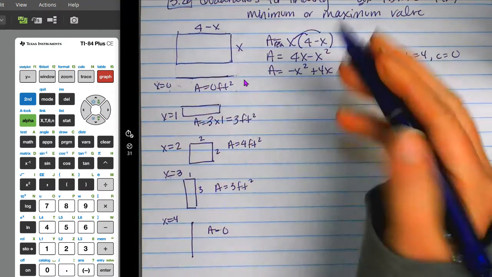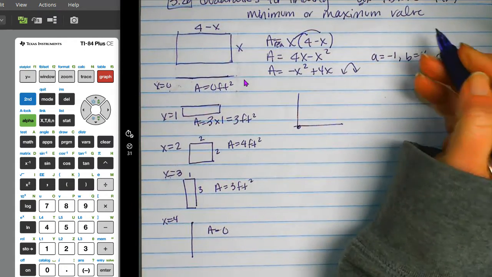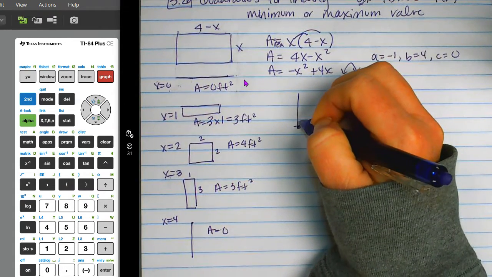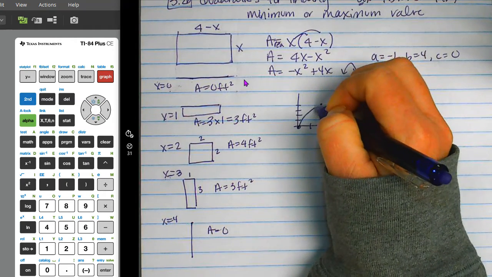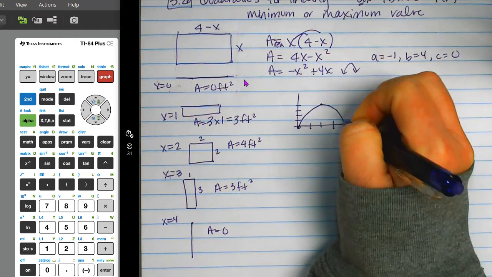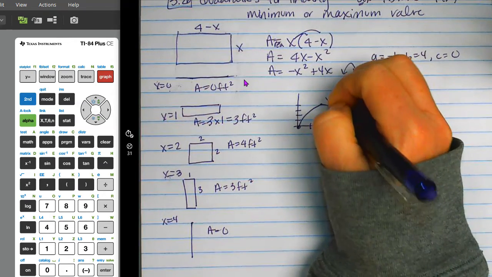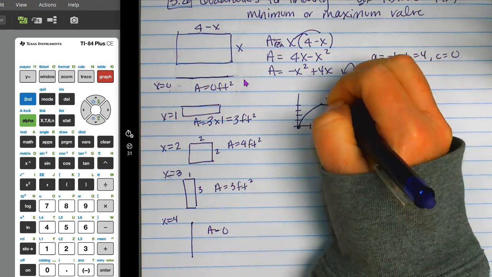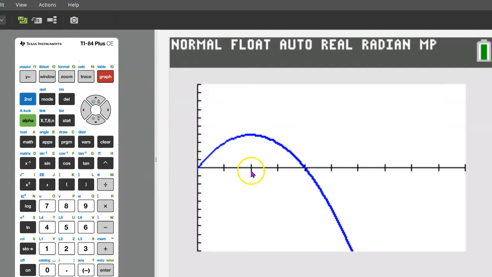So the area model is at 0, we have 0 area. At 2, we went up to 4, 1, 2, 3, 4. And then it goes back down again, and it's 0 at 4 again. So this represents all the y values equal the area. This is the maximum area, 2 to 4. And you can see it on my graph here. It's here at 2. That's the highest value, which represents area.